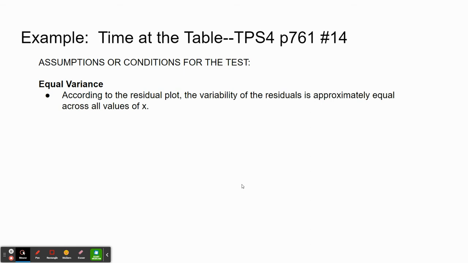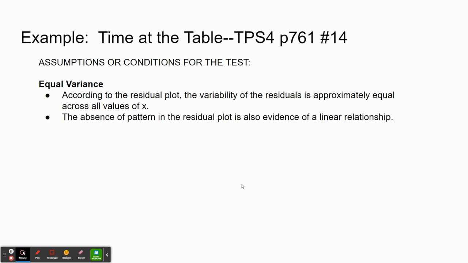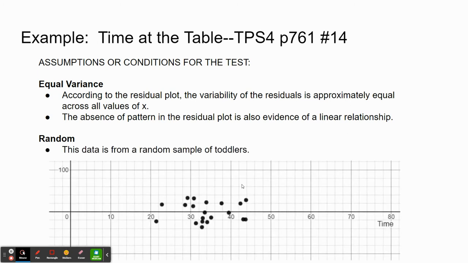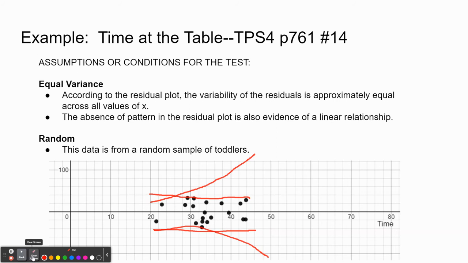Equal variance. Looking at that residual plot again, you can see that it doesn't widen out or anything like that. It just goes along, about the same distance away the whole time. An alert would be if it started to go like this and like this, that would be bad news. So, evidence according to the residual plot: the variability of residuals is approximately equal across all values of x. And then random: the data is from a random sample of toddlers. All right.